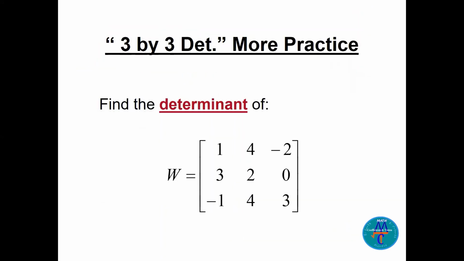More practice here. Let's find the determinant of W. Please, you can pause the video now. Very good idea. Try it yourself. Find the determinant of W. I hope you will get the correct answer. So W is 3 by 3: 1, 4, minus 2, 3, 2, 0, minus 1, 4, 3. Let's find the determinant of W.